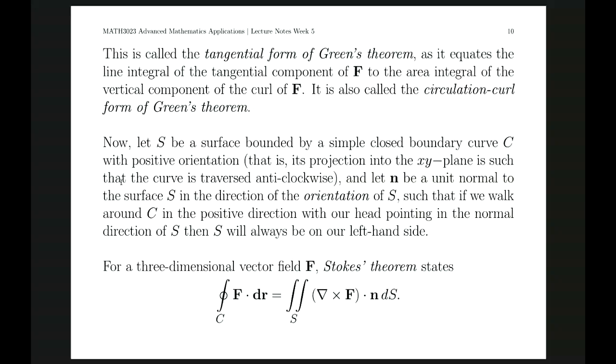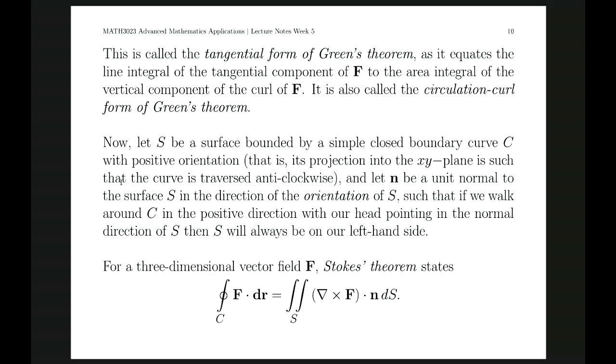Now, this is called the tangential form of Green's theorem, which we're not going to use directly. Right? It equates the line integral of the tangential components of f to the area integral of the vertical component of its curl. Right? It's also called the circulation curl form of Green's theorem, a different notation.